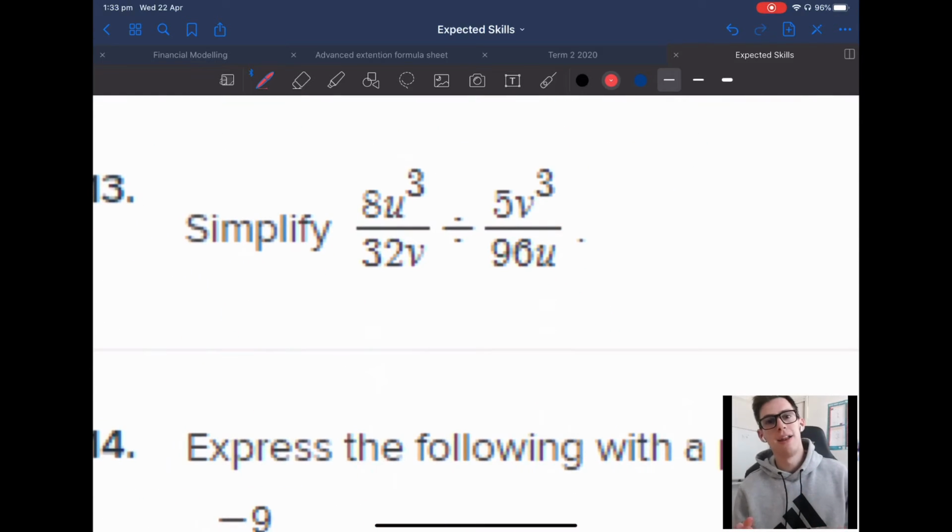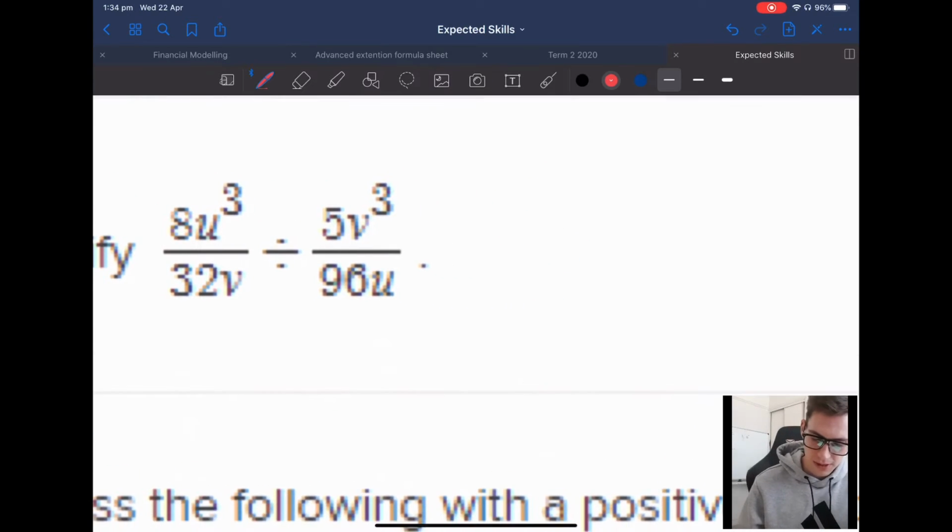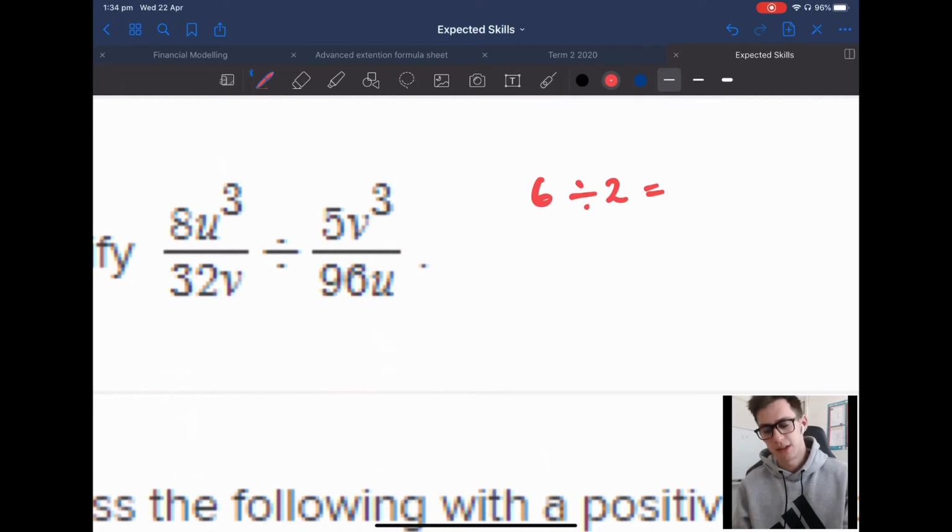Okay, so when I divide, it's basically the same. There's one thing I have to do first. So the trick with dividing is if you think about 6 divided into 2 groups, that's the same thing as saying 6 times a half. Now, what did I do there?